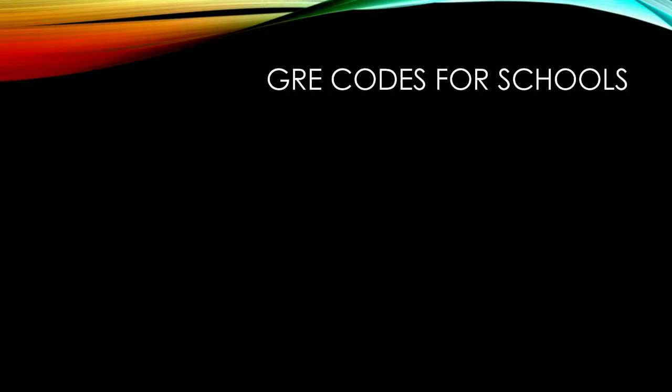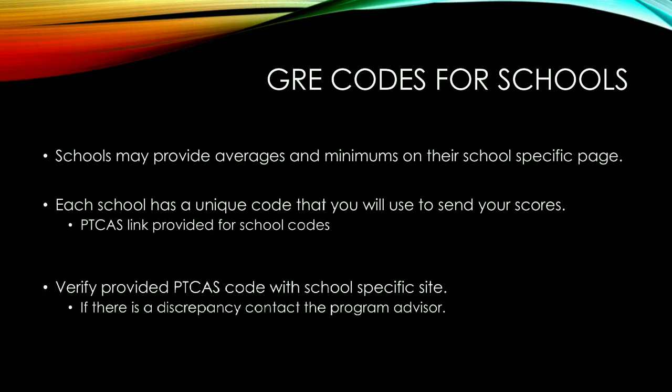Okay, so now we have to have your GRE codes for schools, so that you can send your scores to the PT schools and they verify the score that you'll input into PTCAS. So you can go on schools' websites and they may provide their averages or minimums on their specific page. That's great information to have. Each school has a unique code that you're going to send your scores to. I've provided you with the PTCAS link that has a little spreadsheet that has all of the different schools listed and all of their school specific codes.